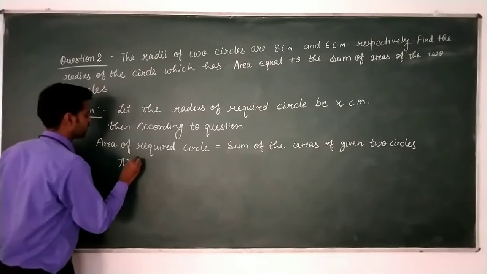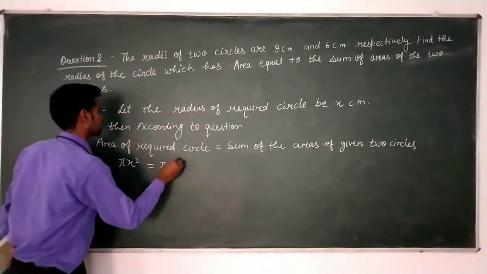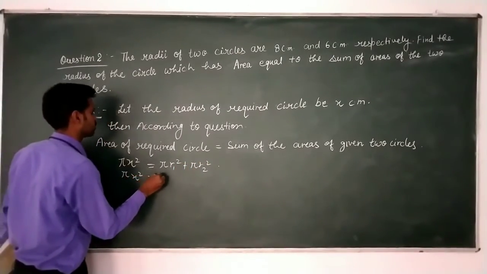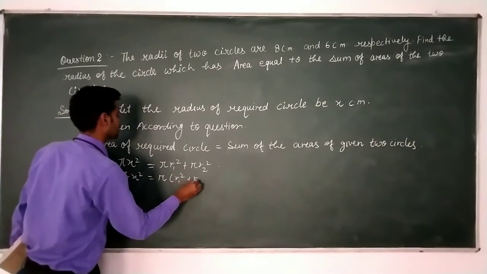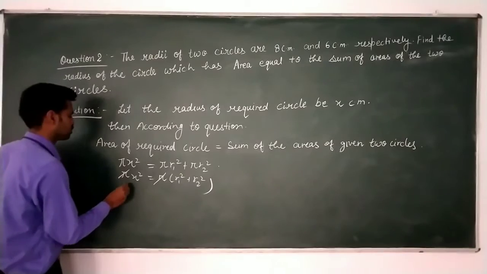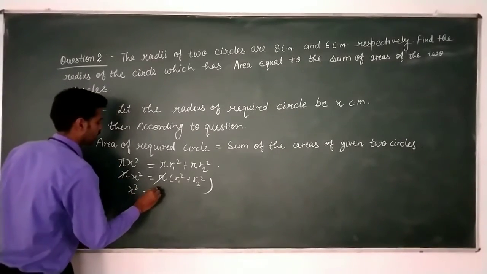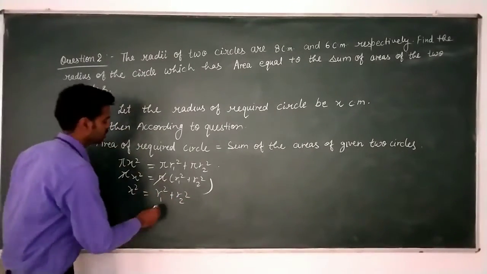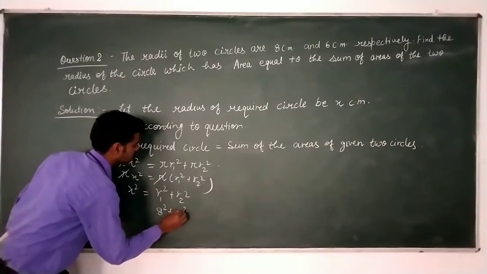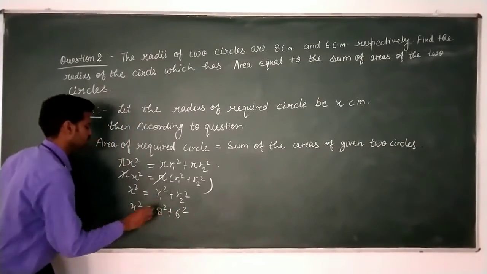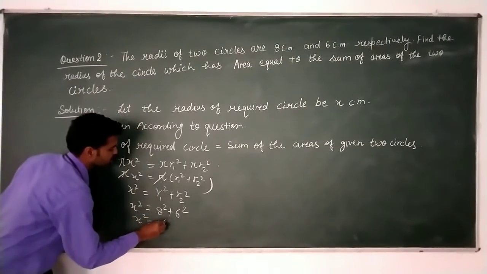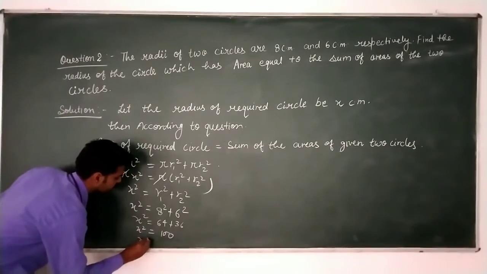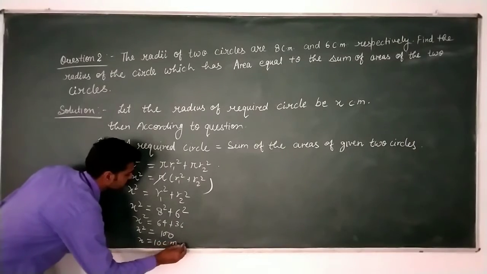That is, pi x square is equal to pi r1 square plus pi r2 square, pi x square is equal to pi times bracket r1 square plus r2 square. Pi is cancelled out by pi. X square is equal to r1 square plus r2 square. Put the values of r1 and r2: 8 square plus 6 square. X square is equal to 64 plus 36, that is equal to 100. So x is equal to 10 centimeters. It is the answer.